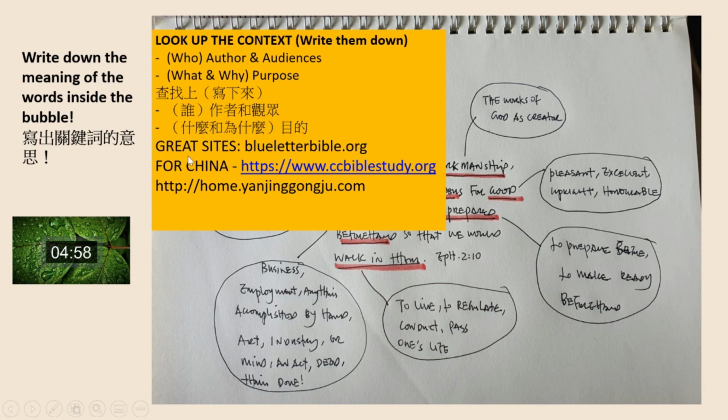There are a few websites that are very helpful. One of them is called blueletterbible.org. It's a very powerful free website, and they also have a mobile version. If you're interested in using this app, go to YouTube and look up a tutorial on blueletterbible.org. It's a very powerful tool. I personally use it, especially for deeper studies. They have a lot of information: commentaries, historical background, cultural background, and more.